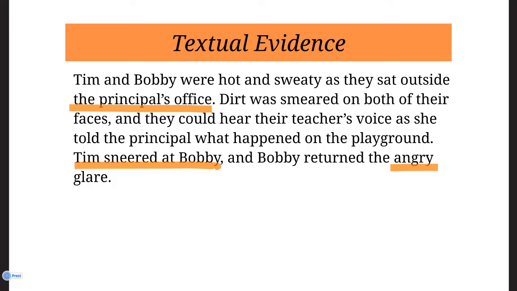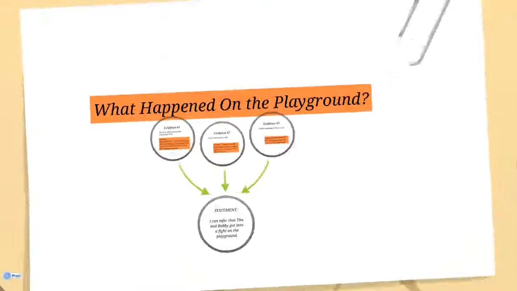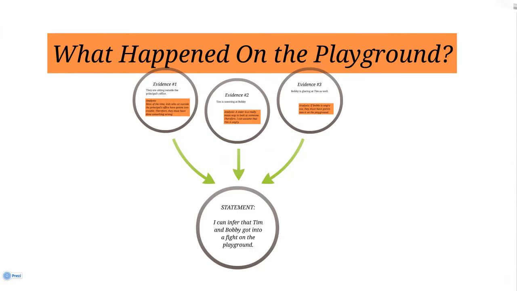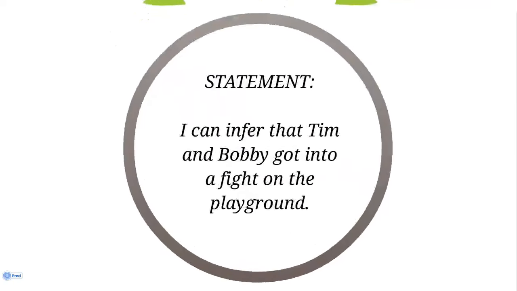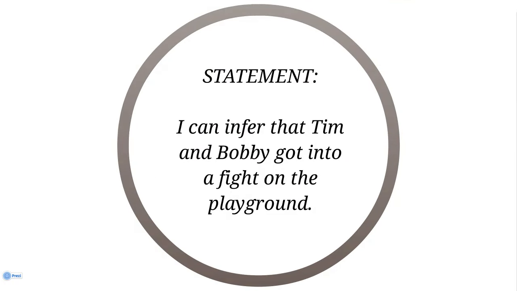If you look at this paragraph, I have highlighted the textual evidence that proves that Tim and Bobby were fighting. First, they're at the principal's office. Next, Tim is sneering at Bobby. And finally, Bobby is angry as well. I put all of this together to determine what happened on the playground, and I make a statement. My statement is, I can infer that Tim and Bobby got into a fight on the playground.